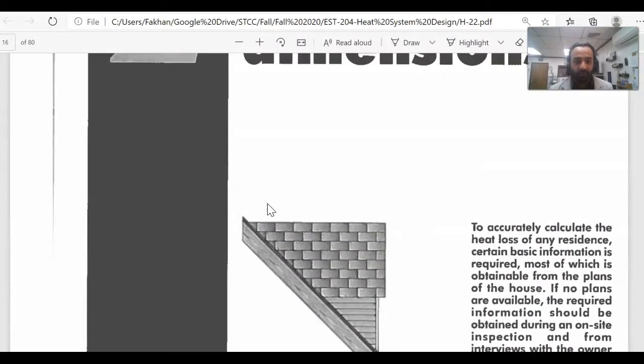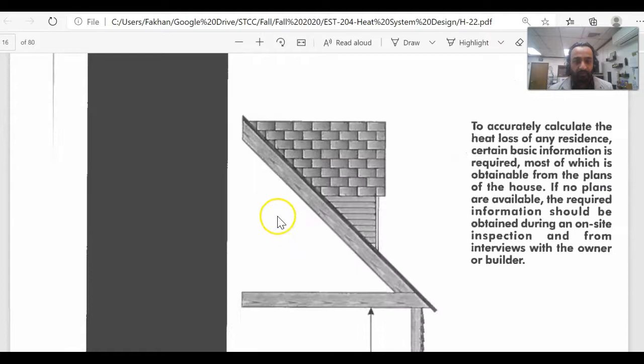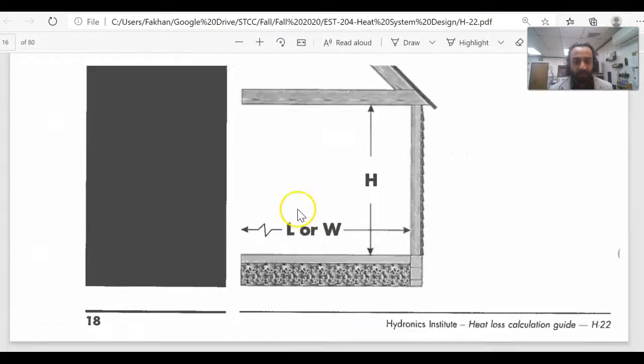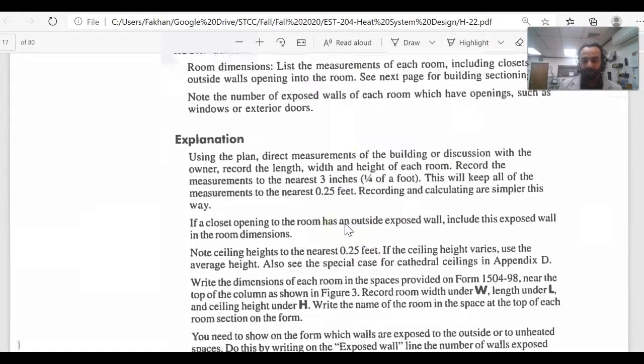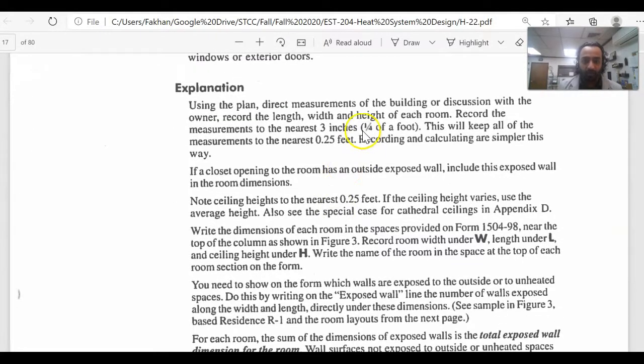We're going down, and room dimensions. So length or width depends on the orientation of the room. It doesn't really matter that much. And we have the height. So the height is from the floor to the ceiling. Room dimensions: again, always round to the closest quarter of a foot to make things a little bit easier and more convenient for you.